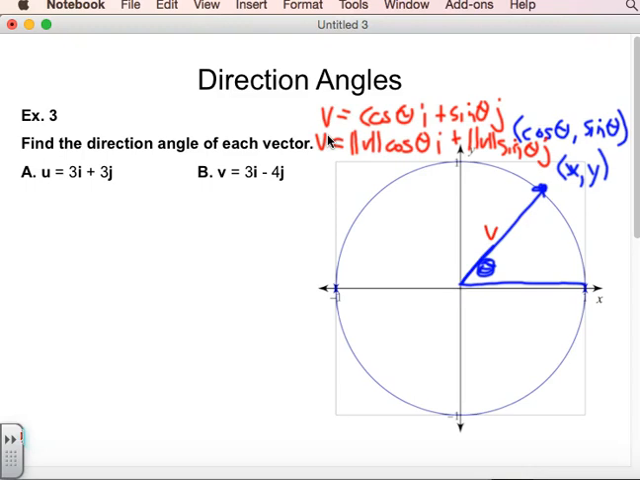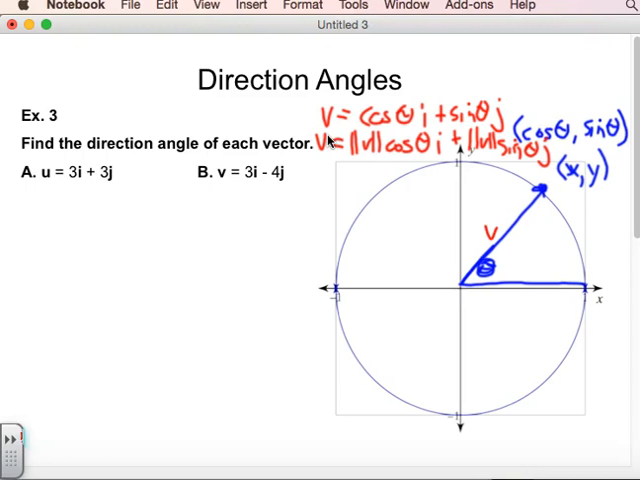All right, so that's something that we're going to use on some of these problems coming up to find the direction angle, to actually figure out what is that angle that the vector makes. Okay, so let's start simple first. We want to find the directional angle of each vector. So we're told that u is the vector 3i plus 3j.